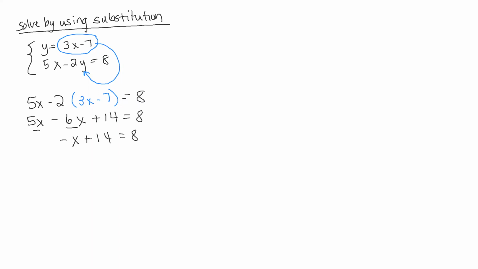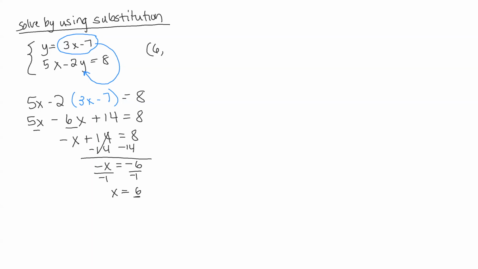All right. Now, negative x plus 14 equals 8. I need to isolate the negative x. I'm going to do that by subtracting 14. 14 minus 14 is 0. Negative x plus 0 is 0. 8 minus 14 is negative 6. I'm going to divide both sides by negative 1, and I get that x is equal to positive 6. This is great. So this is like the first half to my ordered pair solution.